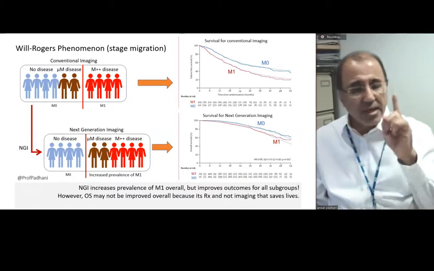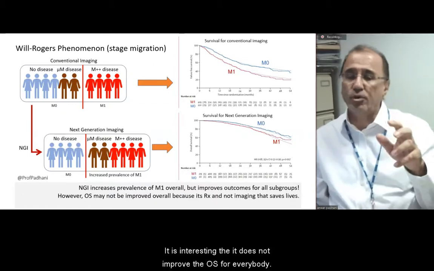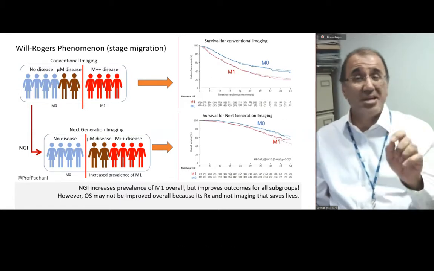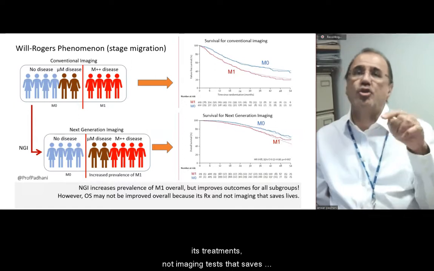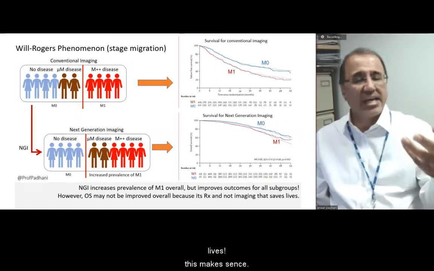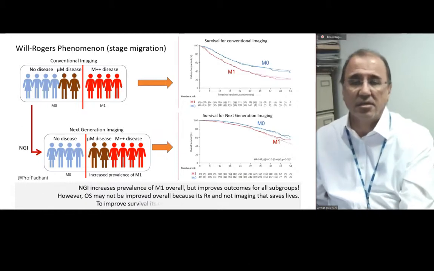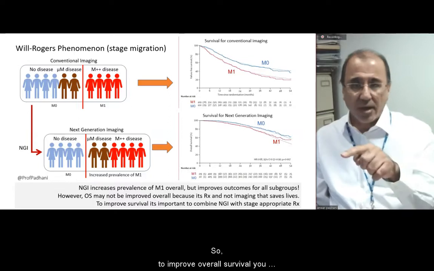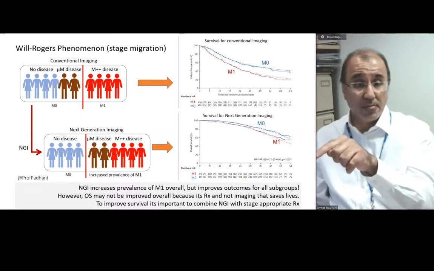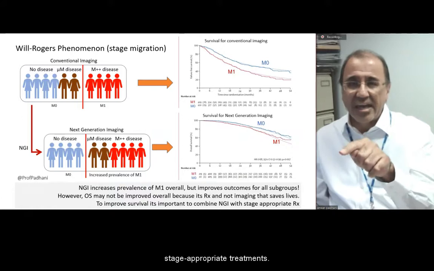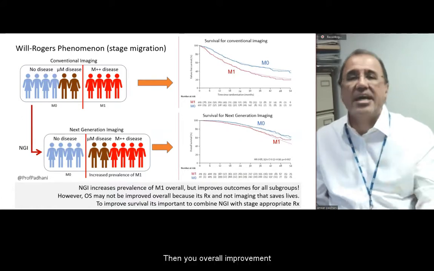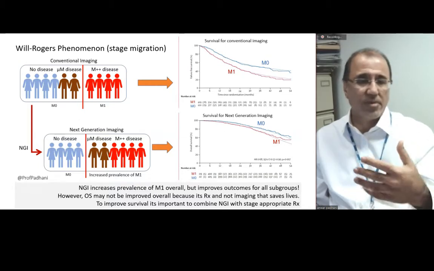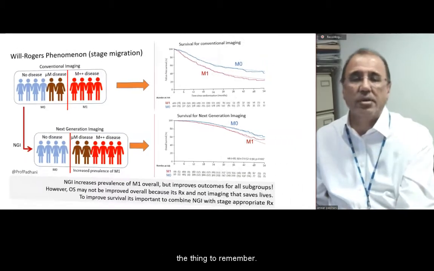Now, it's interesting that you will not improve the overall survival for everybody because it's treatments, not imaging tests, that save lives. I mean, this just makes sense. So, to improve survival, you have to combine next generation imaging with stage-appropriate therapies. Then you get an overall improvement in survival. And that's the important thing to remember.